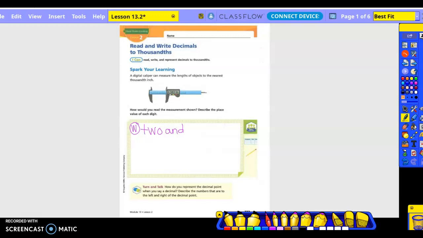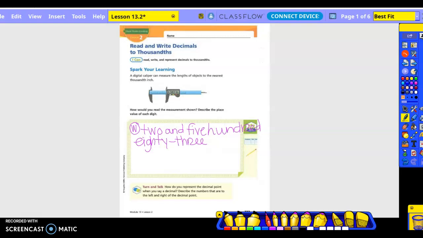So we're going to do word form first. The word form we would say two, and then the decimal we say "and," and then you kind of cover that up. Then we say that as a whole number. So how do you say those three numbers together? Okay, stop. So 500 83.